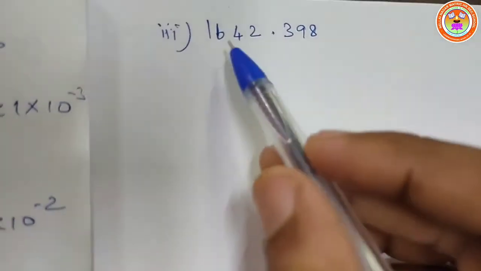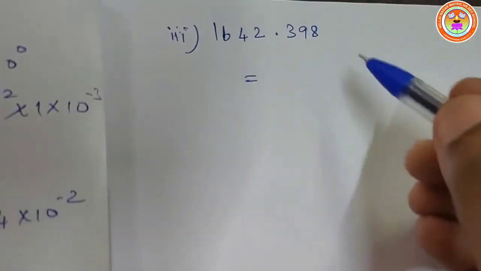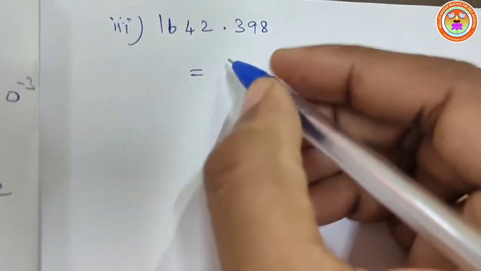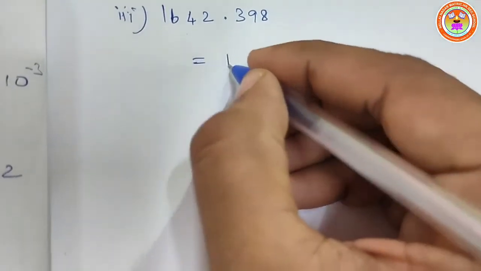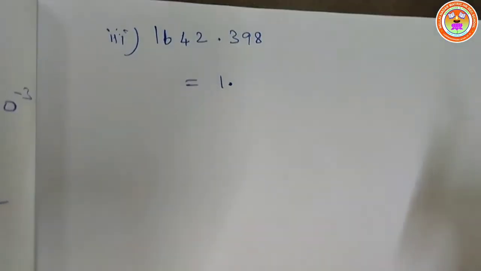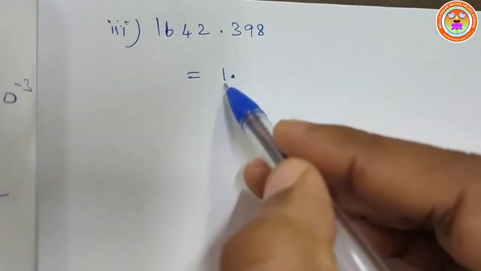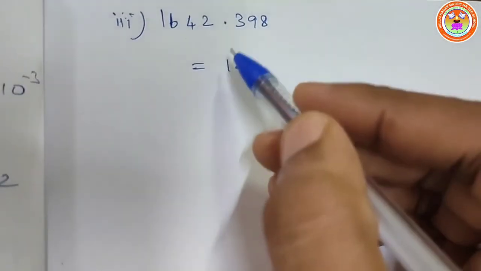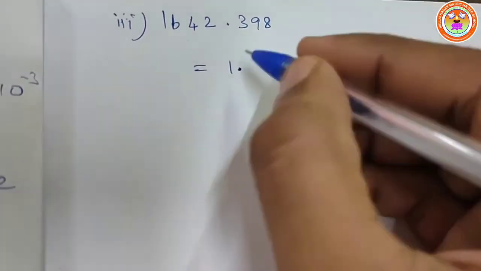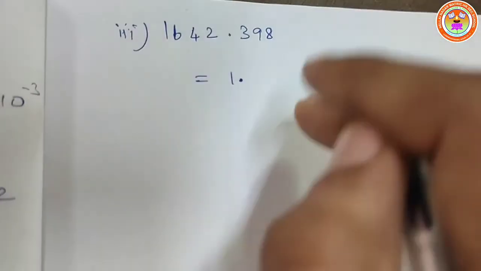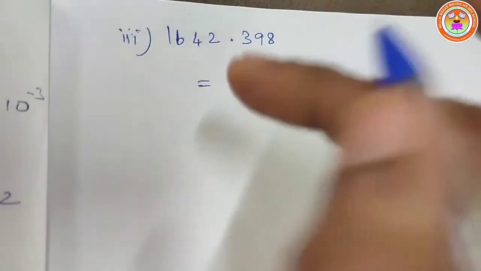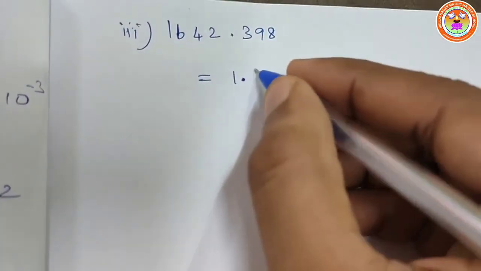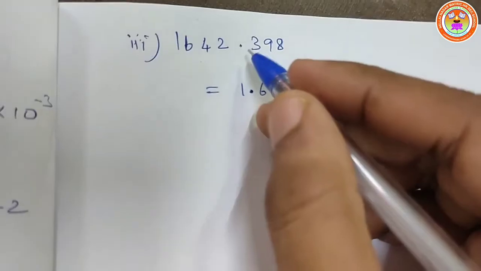Here a bigger number is given, the third subdivision. First you write the first non-zero number, after that you put the point. This is the format for scientific notation: you write the first non-zero number, and after that you place the point. After that, the remaining numbers you have to write: 6, 4, 2.